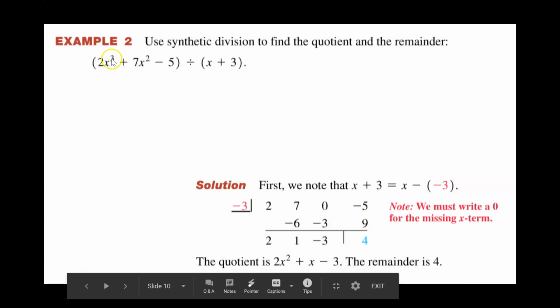So here we started with x to the third. So in our answer, we need to drop it down one to x squared. So 2x squared plus x minus 3, remainder of 4.